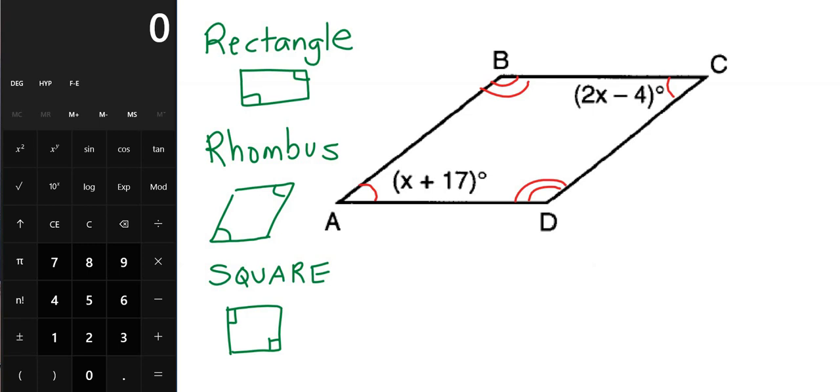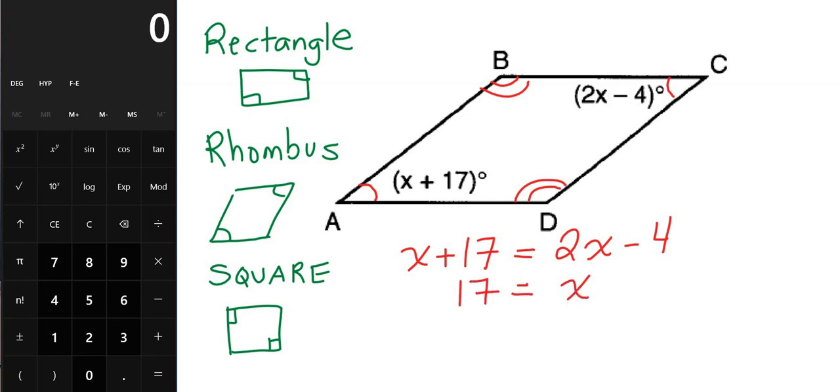We know that it's a parallelogram, so we know the opposite angles are equal. So let's go ahead and set them equal to each other. We're going to say x plus 17 is equal to 2x minus 4. Let's start by subtracting x from both sides, so all the x's come to the right. We're going to have 17 equals x minus 4. Lastly, we're going to add 4 to both sides, so we're going to have 21 equals x. So 21 is your x value.